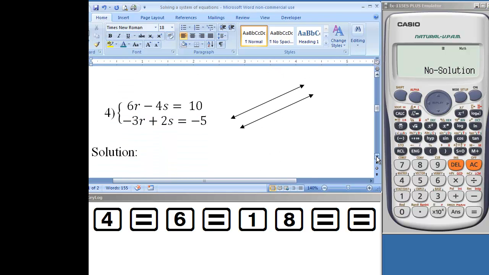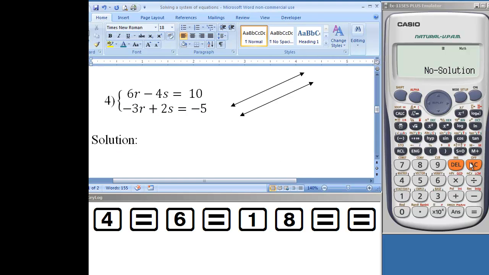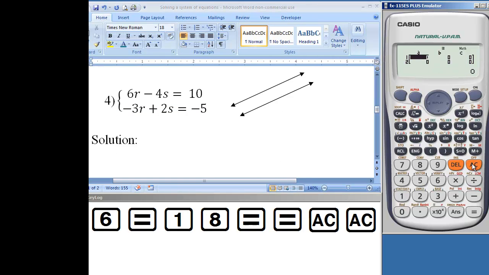Okay, let's see another case. I deliberately picked this one just to show you that the variables don't necessarily have to be x and y. Like in this system we have r and s, but we'll just remember that r will be represented as x and s as y over here on the Casio.